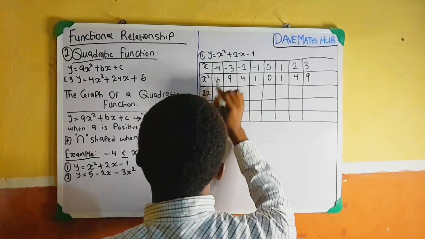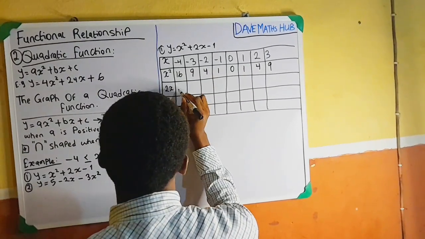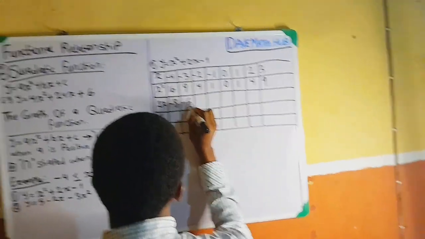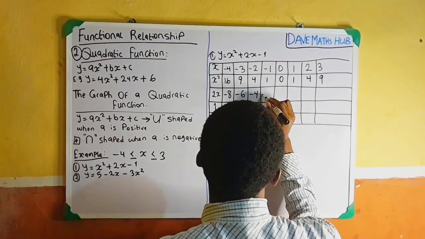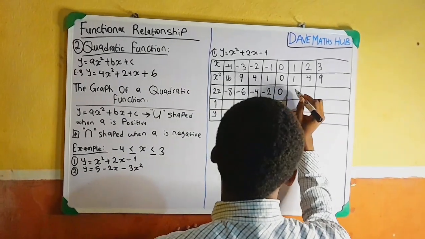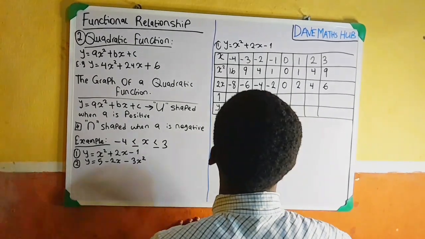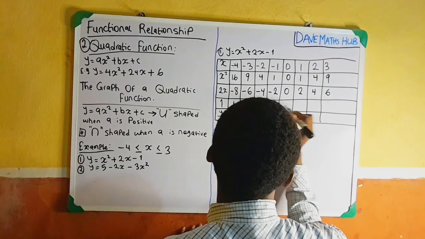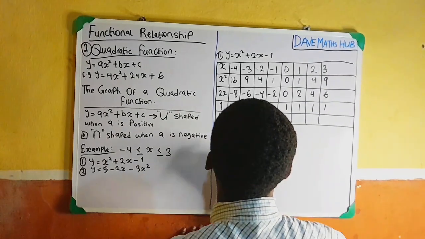Now, 2x is 2 times the value of x, which is minus 4. So 2 times minus 4 gives us minus 8. 2 times minus 3 gives us minus 6. 2 times minus 2 gives us minus 4. 2 times minus 1 gives us minus 2. 2 times 0, 0. 2 times 1, 2. 2 times 2, 4. 2 times 3, 6. Minus 1 is constant through all.